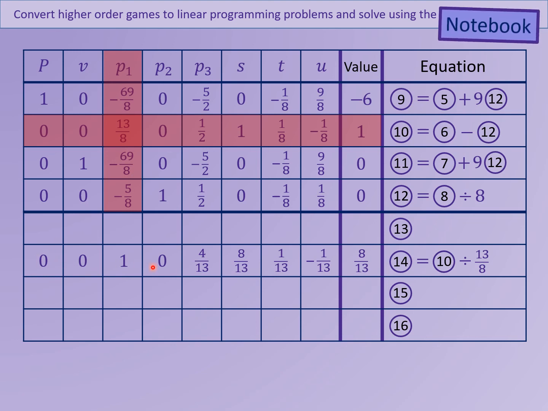Use that column to cancel out the others. So how can I get rid of minus 69 over 8? Well, I'd need to add 69 over 8 lots of that one to it. So row 13 is the same as row 9 plus 69 over 8 lots of the pivot row. All right, looking for that pattern. You can see the same pattern comes out. These numbers here are just going to be these numbers just here.